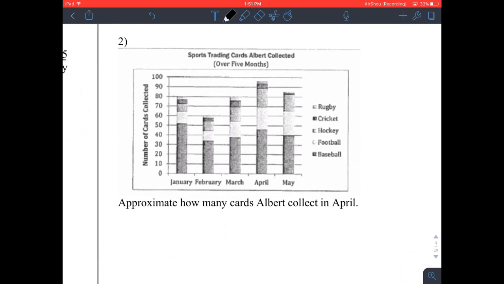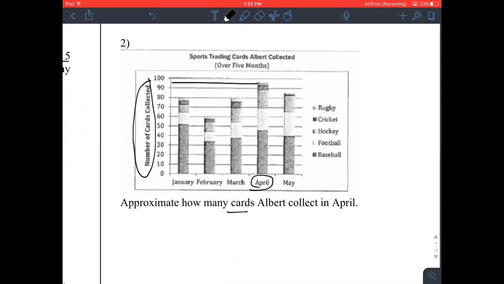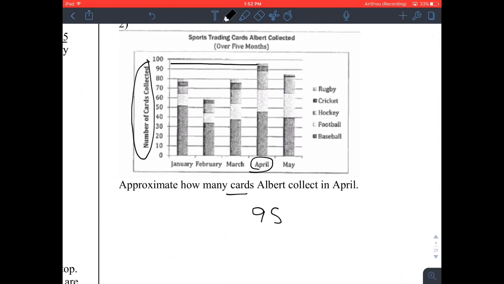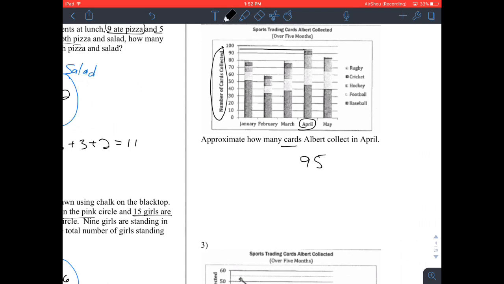So here's a different kind of chart. It's a bar graph, histogram perhaps. Question is, approximate how many cards Albert collected in April. So April is here. Doesn't say what type of cards, so we're going to assume all of them. If you look across the top, this here is the number of cards collected as the vertical axis. So if you look here in April, it's someplace between 90 and 100. You couldn't say for certain, but we could probably approximate that it's around 95. Someplace between 90 and 100 for sure.